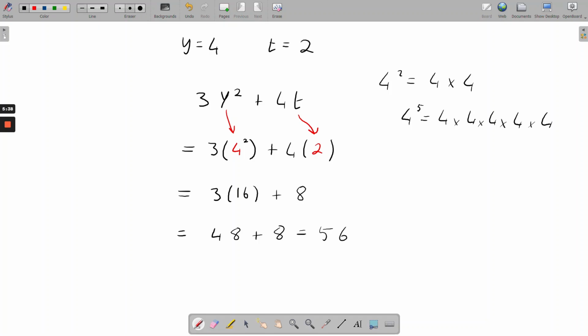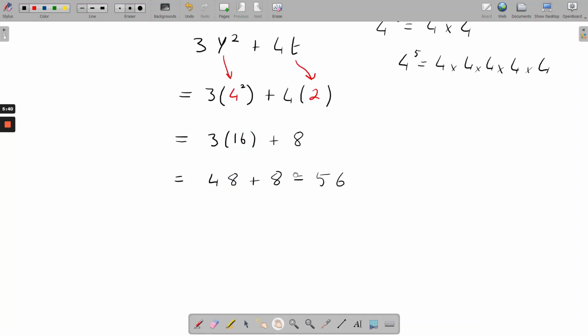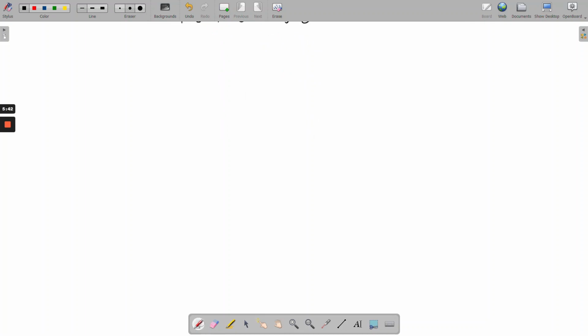We'll try one more just involving powers here. So if we tried 3x to the power of 3 this time. Actually, no, we'll stick with squares for this one. 3x squared plus 4y squared plus 6. So for this one, again, we're going to rewrite everything.